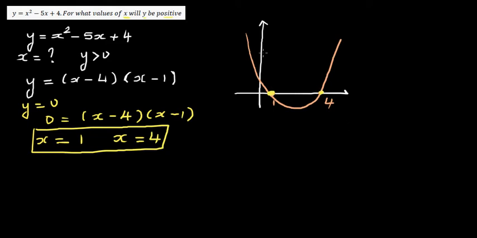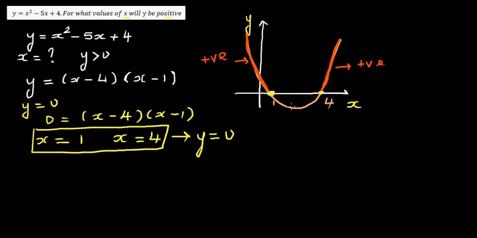So this is the x-axis and this is the y-axis. When x is 1 and when x is 4, the y value is equal to 0. So the question is, for which value of x is y going to be positive? Well, if you use your common sense, this is the area we're talking about. Any value in this area and this area, this part of the graph, is where y is positive. This is positive and this is positive.